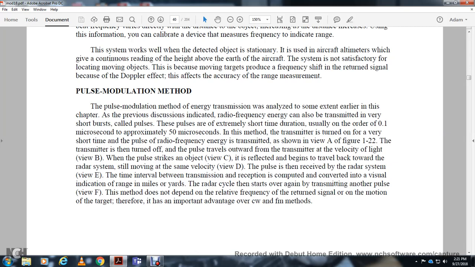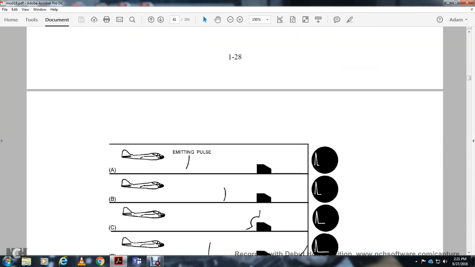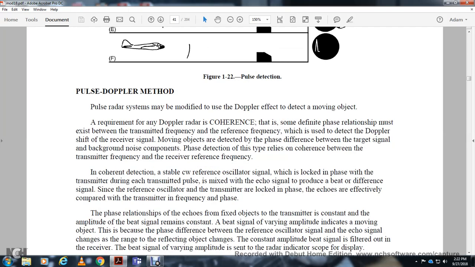View F, the method does not depend on the relative frequency of the return signal or on the motion of the target. Therefore it is an important advantage over the continuous wave and frequency modulation methods. Pulse Doppler method: shift the emanating pulse to 628 yards pulse detection.